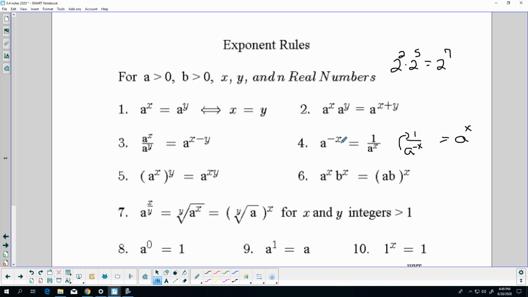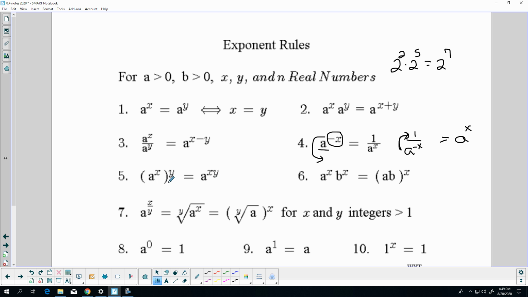If you've got a negative exponent, we don't like negative exponents. So if you've got a negative exponent, you're taking that and moving it down to the denominator. So it becomes 1 over a to the x, and when it moves, it becomes a positive exponent. Conversely, if you have a negative exponent in the denominator, you can move it up top, and when it moves, it becomes positive.